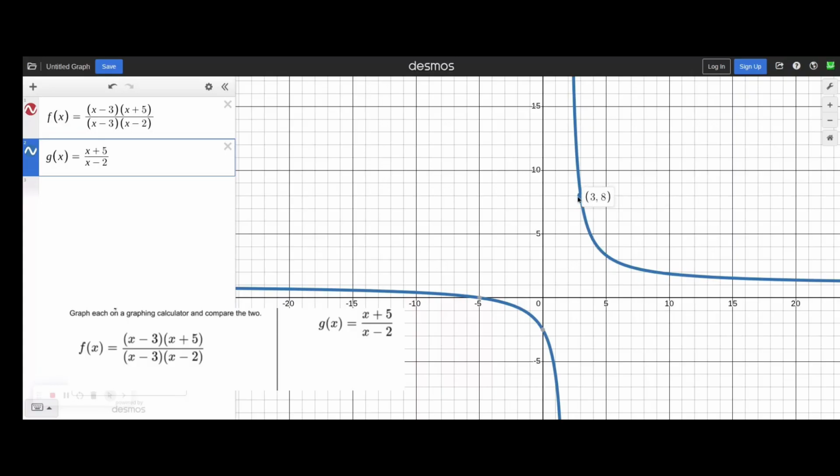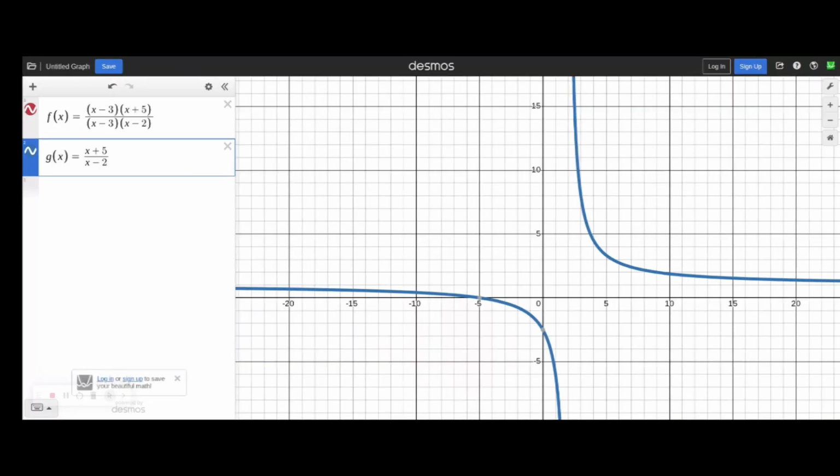Nope. It was 8. It shows up just fine. So, all right. I guess what happens is when you have a hole, you still have a domain restriction. You still can't plug in 3, but it behaves the same way as if it was simplified. So let's go back and try to explain that a little bit better than I just did.